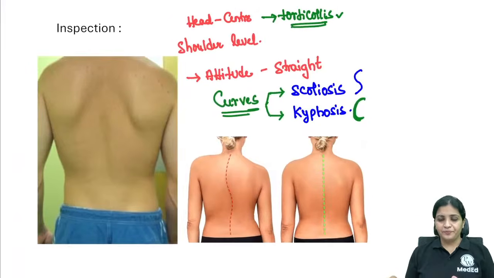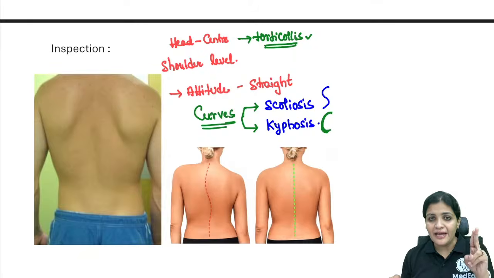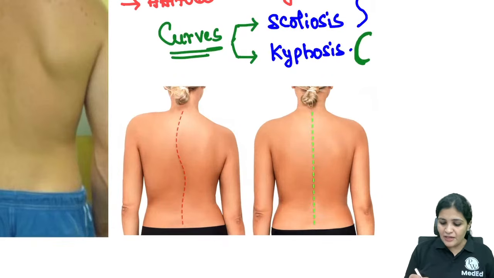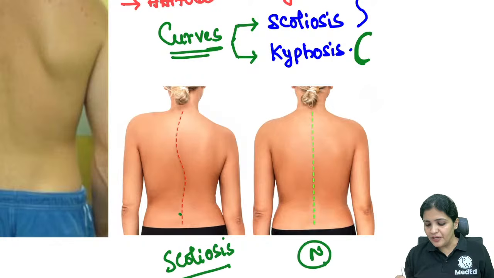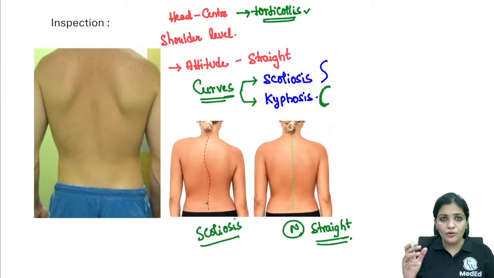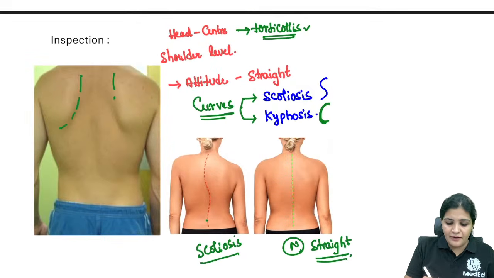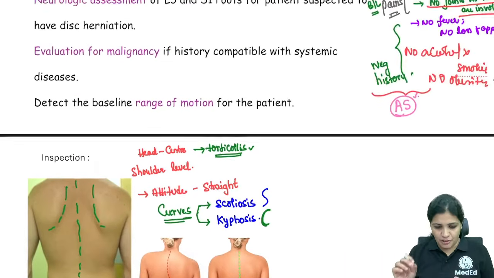Okay, scoliosis and kyphosis. So these are the two things which you have to look for on inspection. Here you can see there is slight deviation in this particular area, so this could be scoliosis. Usually this is normal, a straight line, so your spine is normal and straight. That is how you look for the attitude. You look for the positions of the scapula and the spine. So this is what you see on inspection.